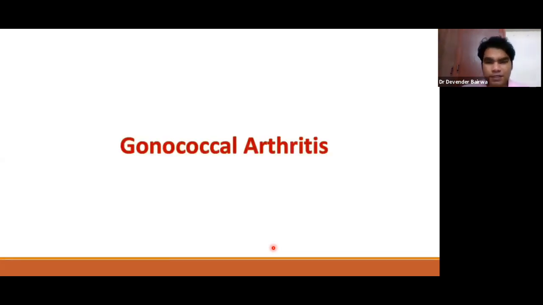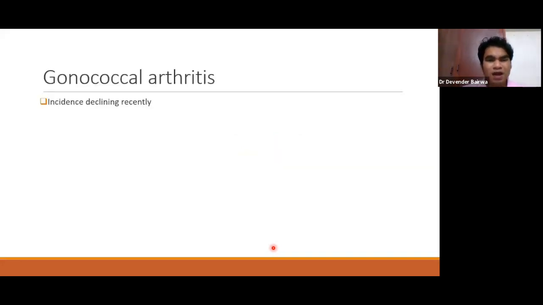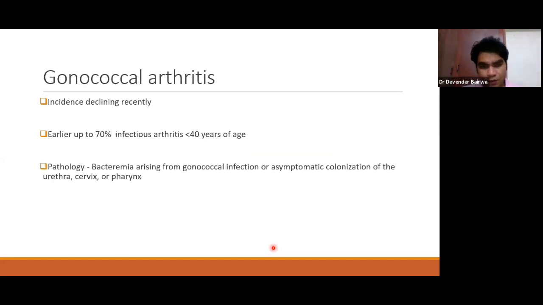Coming to gonococcal arthritis, as we already discussed, it is the most common cause of septic arthritis in young adolescents and adults because of sexual behavior. Nowadays there is a decline in the incidence of gonococcal arthritis. Earlier, about 70% of cases of infectious arthritis in those less than 40 years of age were because of gonococci only, but nowadays the rate has reduced.